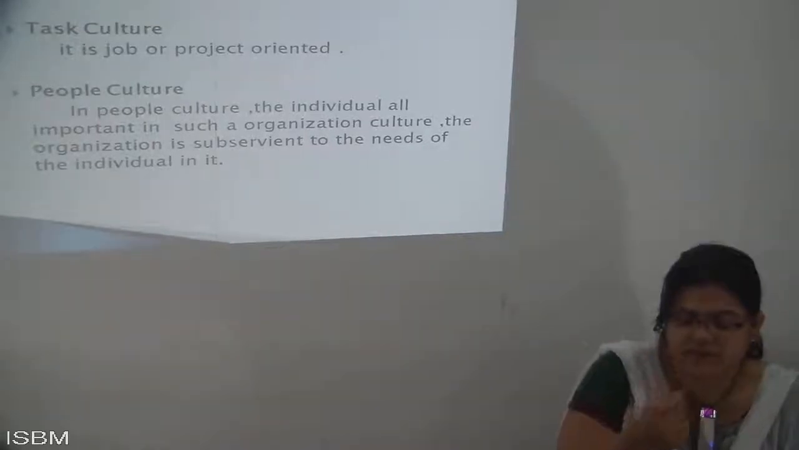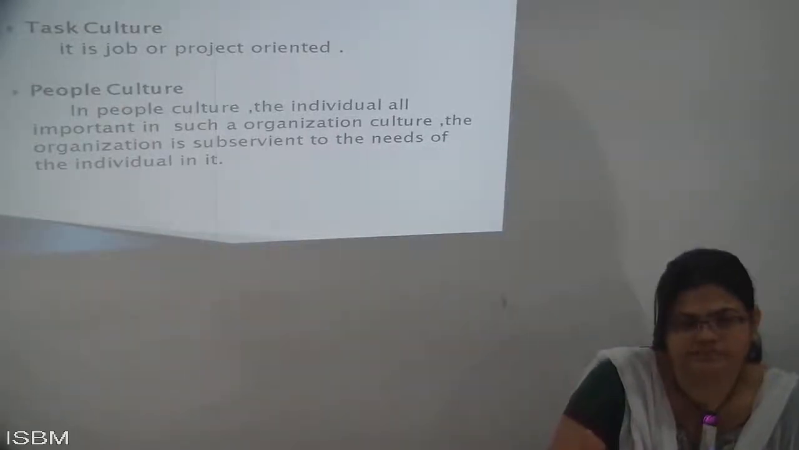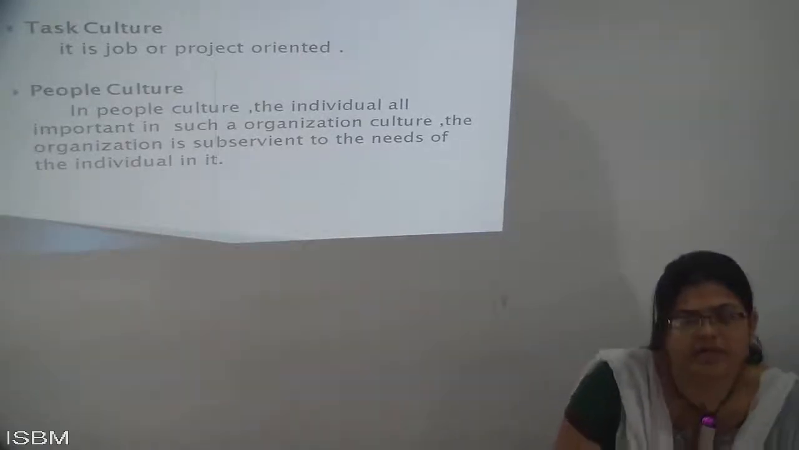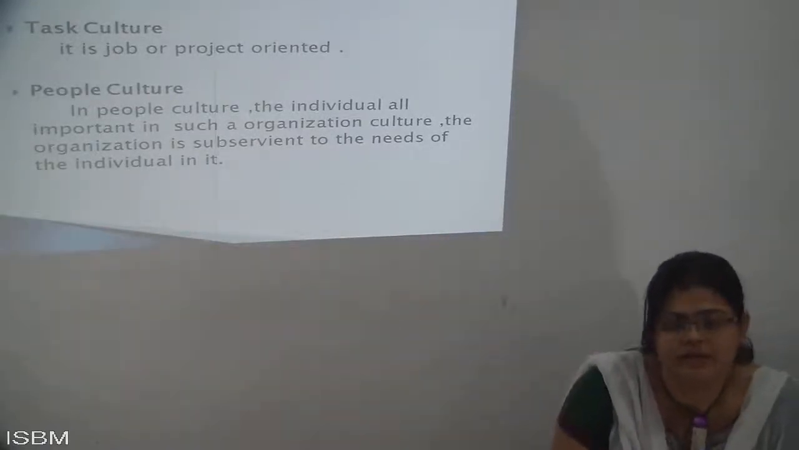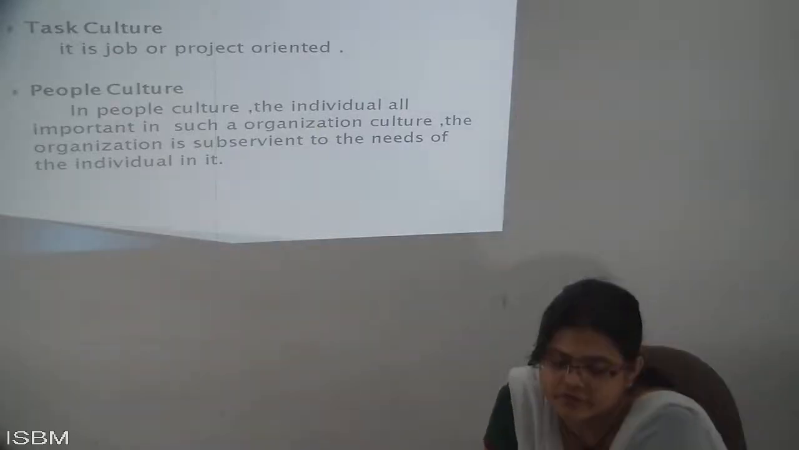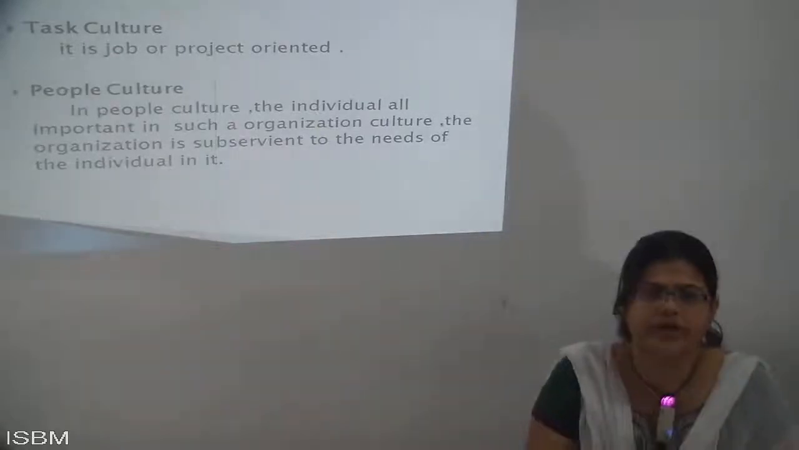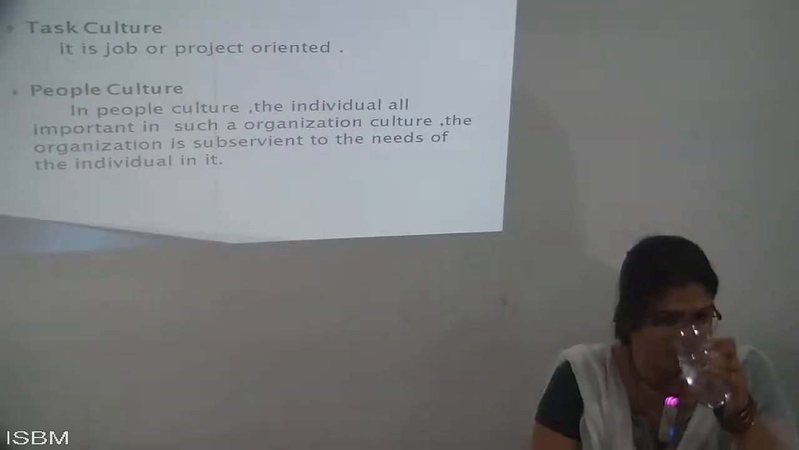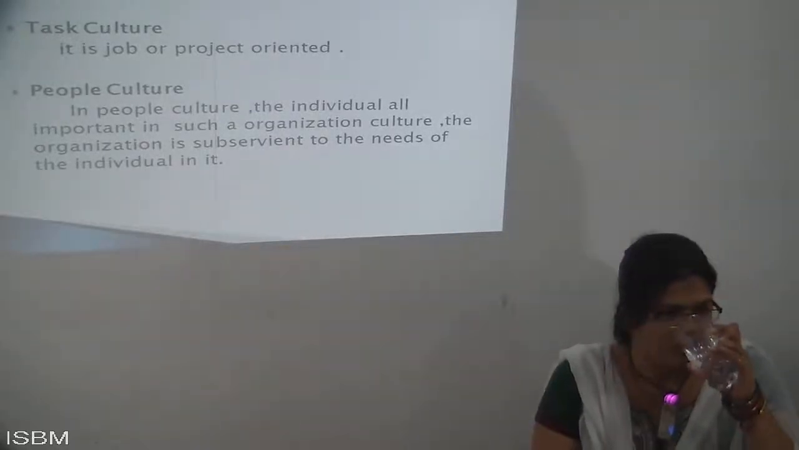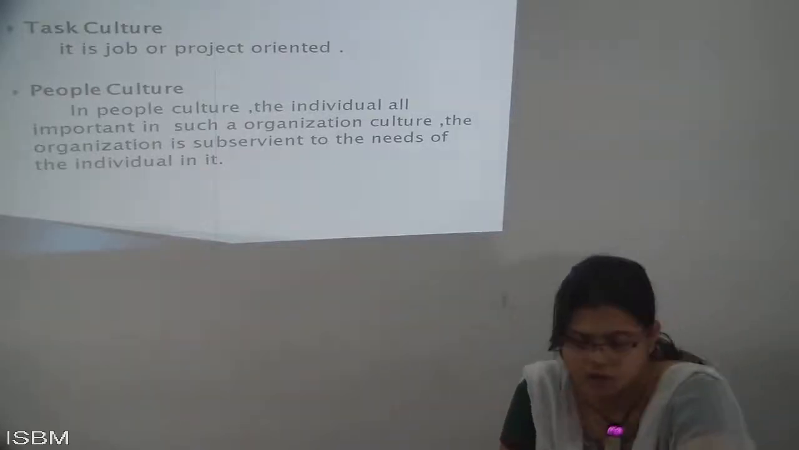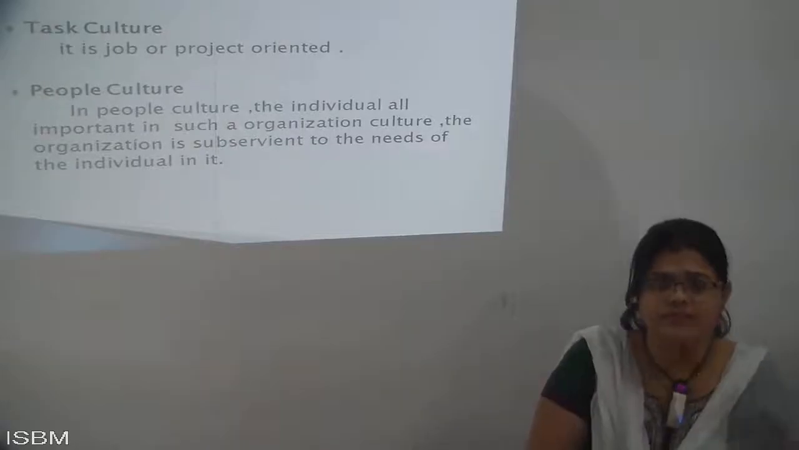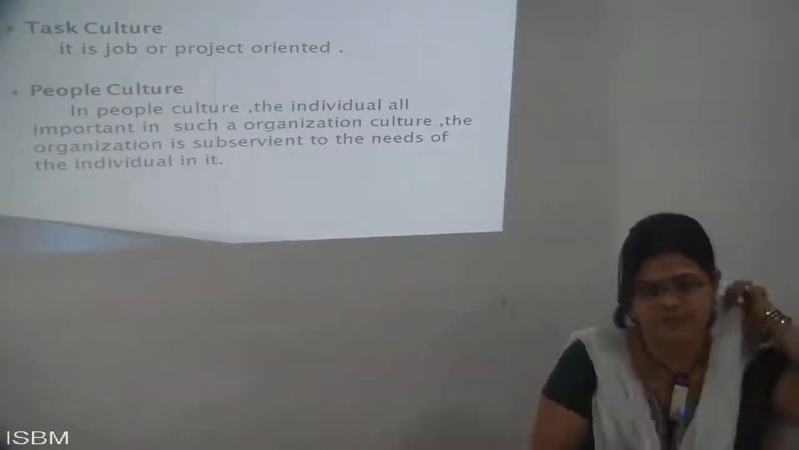So what happens is, as if they are in different pyramids, the standard of living has changed, their needs have been fulfilled, or somewhere their needs have not been completed. This is the way where people culture is followed.